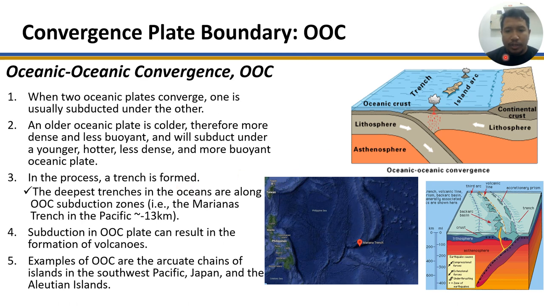Formation of trench. During the subduction process, a deep trench is formed on the ocean floor. This trench is a long, narrow depression in the seafloor where the descending plate sinks into the mantle. For example, the Mariana Trench in the Pacific Ocean, which reaches a depth of approximately 13 km, is a trench formed by the oceanic convergent, OOC.